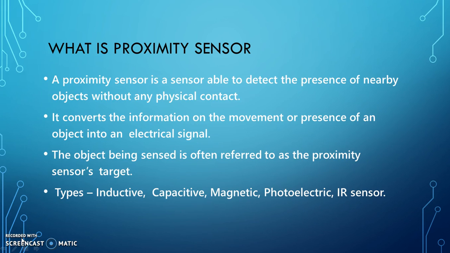There are different types of proximity sensors like inductive, capacitive, magnetic, photoelectric and IR sensor. We are going to see the IR sensor in detail.